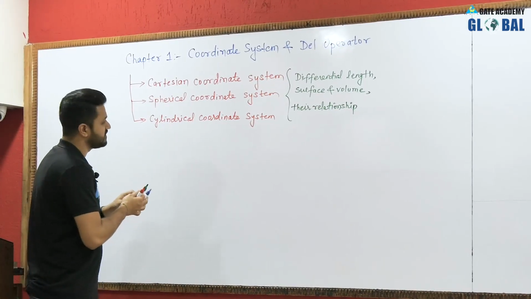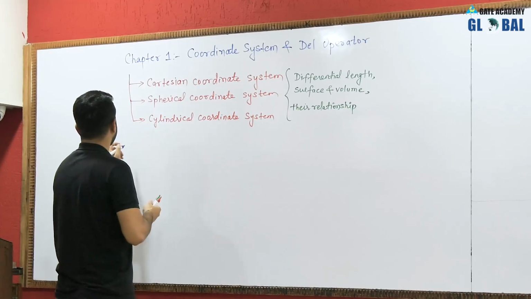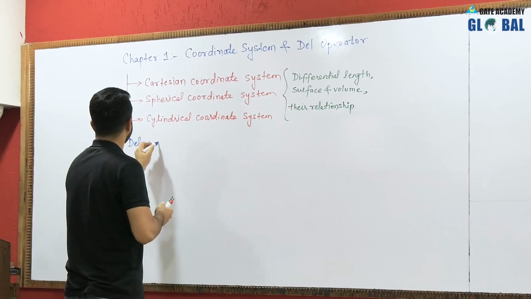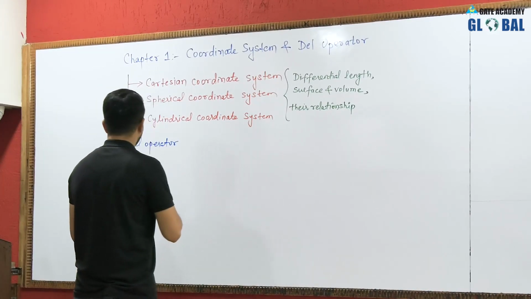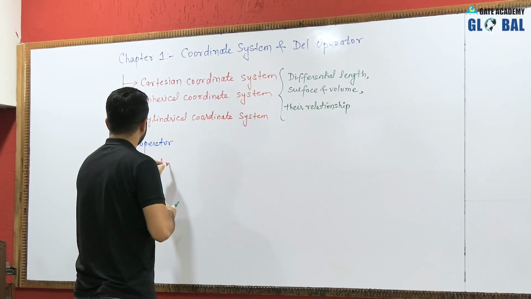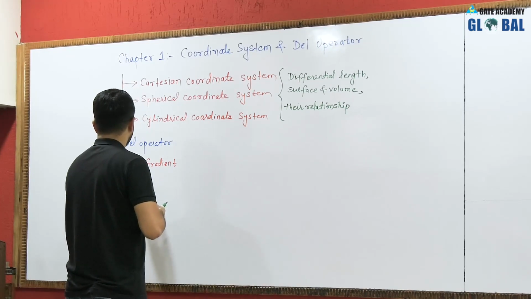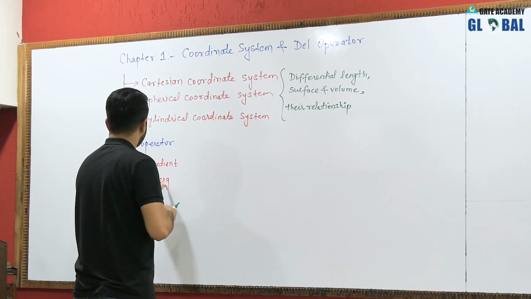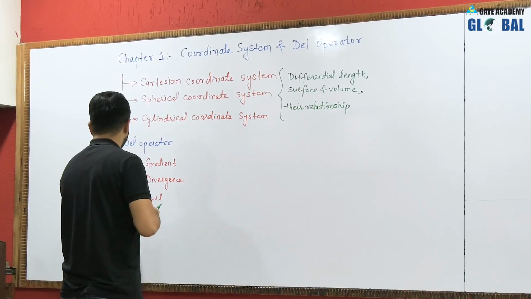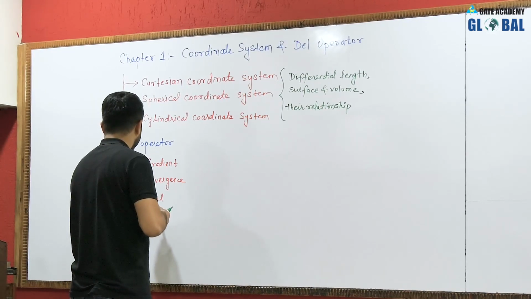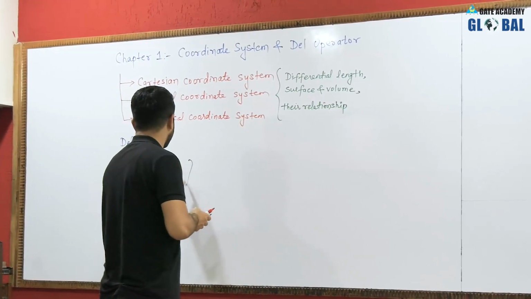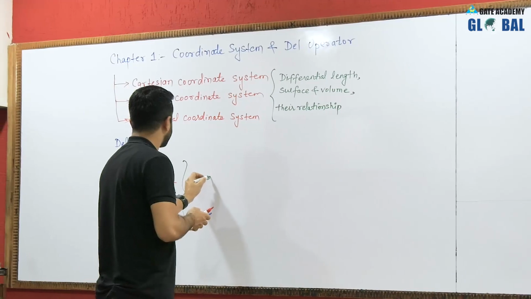And now we will study the del operator. After this we will study the del operator, and this del operator has 4 parts, that is gradient, divergence, curl and Laplacian. And in this we will also study the divergence theorem.